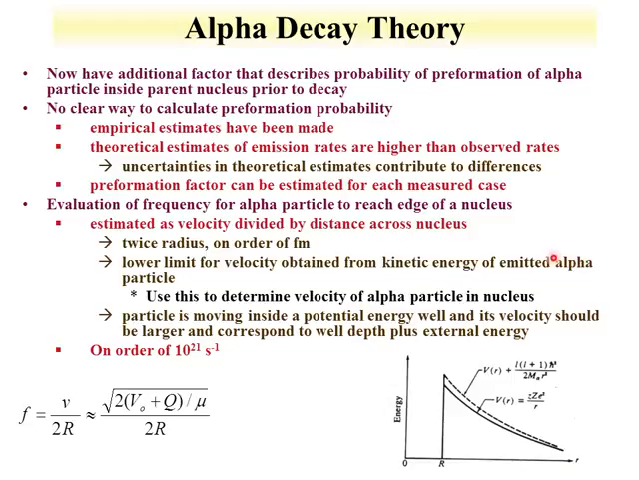In all actuality, that's a lower limit for the velocity because the particle is moving in a potential well, so the velocity could be greater. And what we find is that the alpha particle can impinge on a nuclear barrier on the order of 10 to the 21st times a second. So we can utilize this equation, which is shown here, that some frequency is equal to the velocity divided by twice the radius. We can relate this to the Q value, the Coulomb barrier, and this term mu, which winds up being the reduced mass. And this is just a function of the mass of the alpha particle and the daughter.